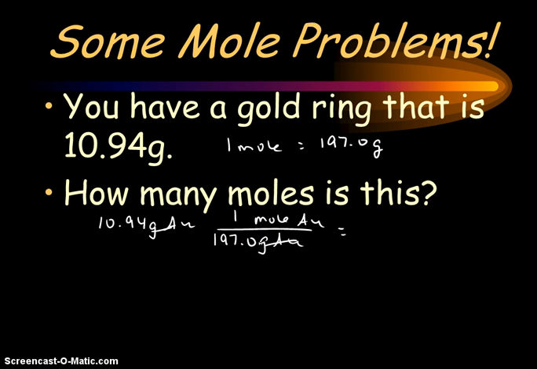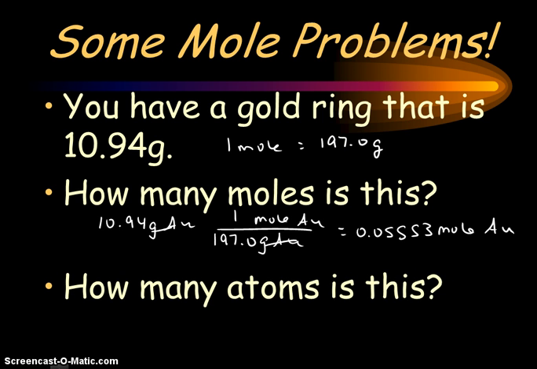So we're going to take 10.94 divided by 197.0. And since we've got 4 significant digits here, we're going to round our answer to 4 significant digits. And we're going to get 0.05553 moles of gold.